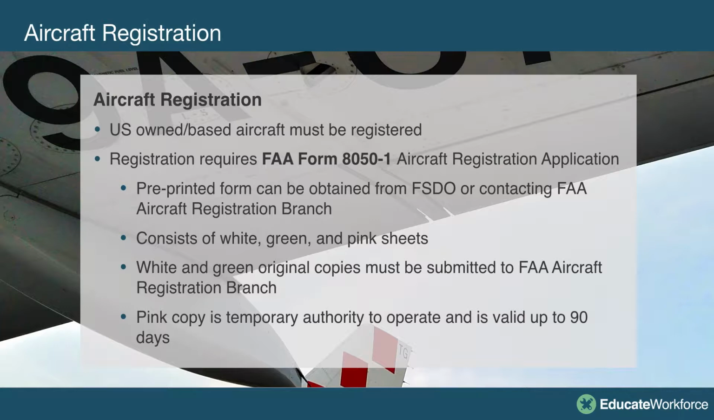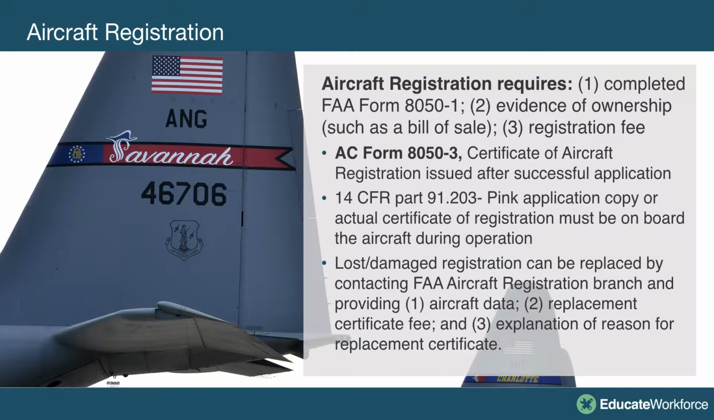The white and green original copies must be submitted to the FAA Aircraft Registration Branch. The pink copy is your temporary authority to operate your aircraft and is only valid for 90 days. Aircraft registration requires the completion of an 8050-1, evidence of ownership such as a bill of sale, and a registration fee. The 8050-3 certificate of aircraft registration is issued after the successful completion of the application.